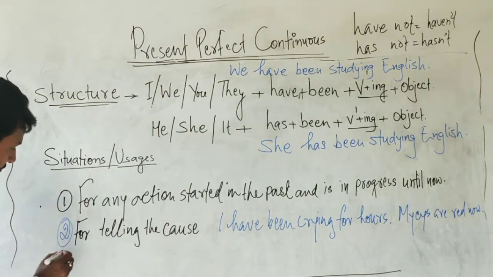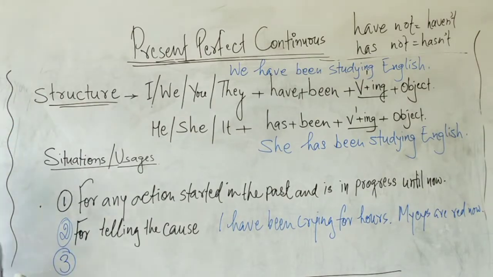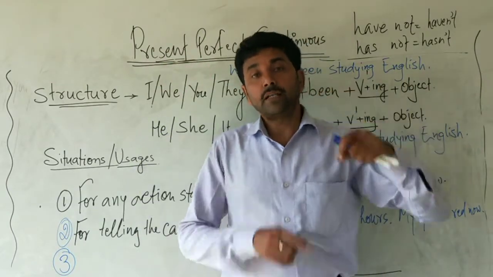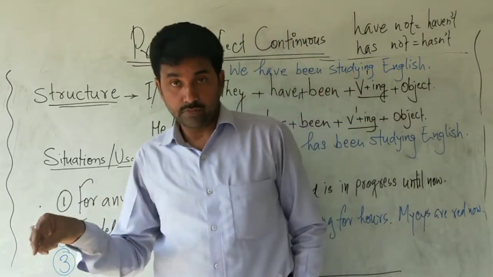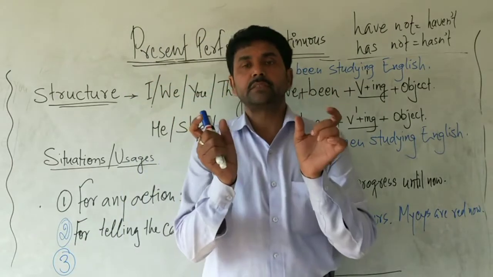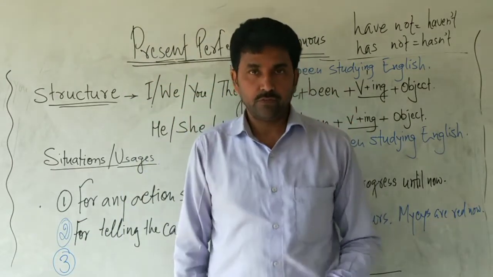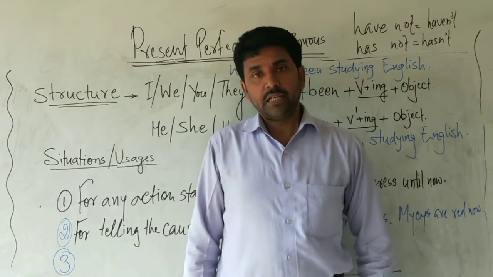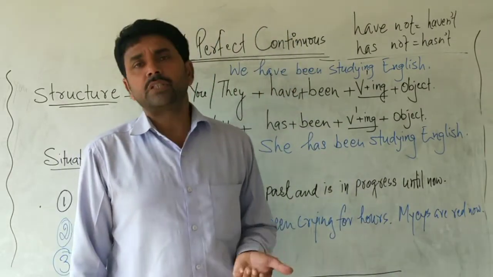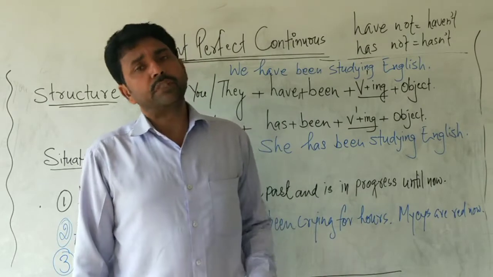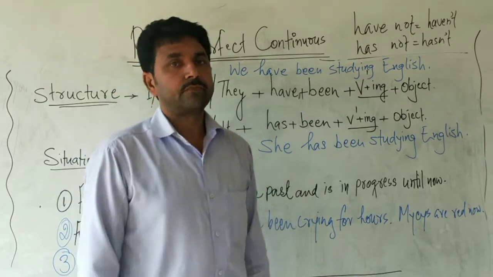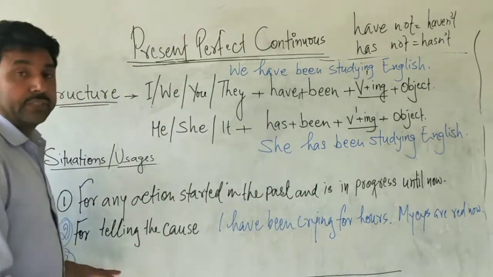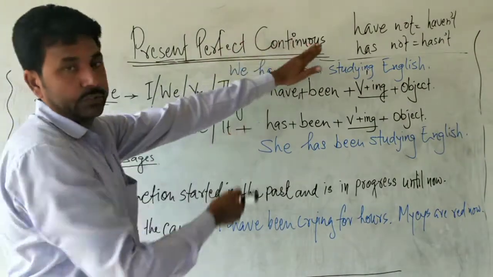Third, if any action has started in the past and is still going on until now, for that period we ask a question for knowing the period of time, that is how long. How long is generally or very often used in present perfect continuous tense. It is also used in present perfect tense, but very often it is used in present perfect continuous tense.